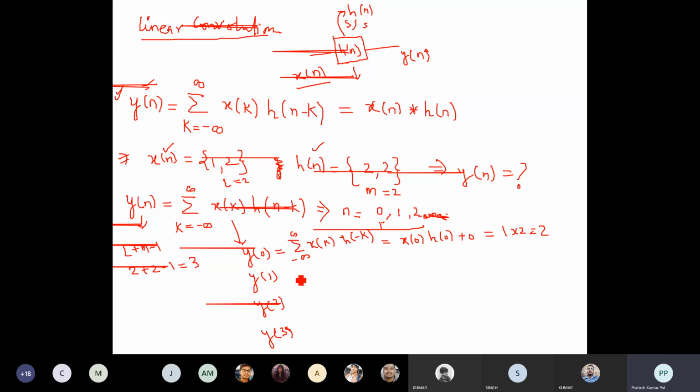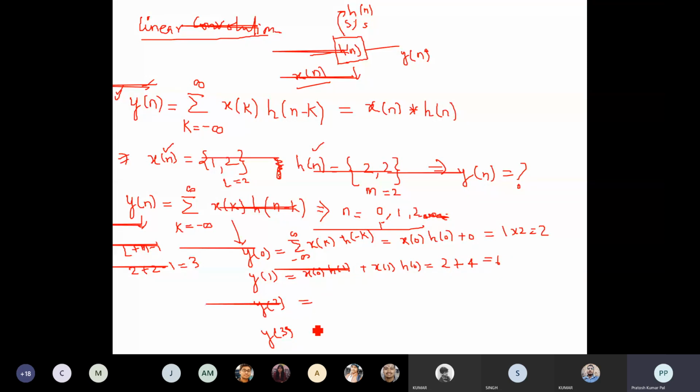Okay, similarly y of 1 we will find out. Once we expand it, we will get x of 0 h of 1 plus x of 1 h of 0. Only these two terms will be defined, all other terms will be 0. So x of 1 is 2 and h of 0 is 2, so 2 into 2 will be 4, and the other one will be 2, so it will be 4.